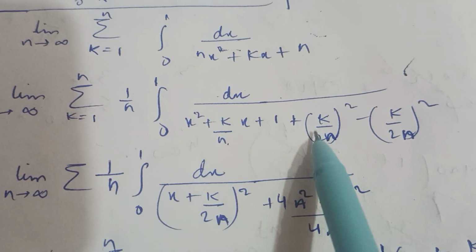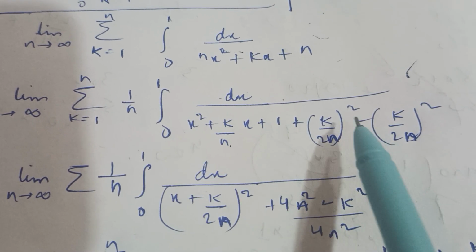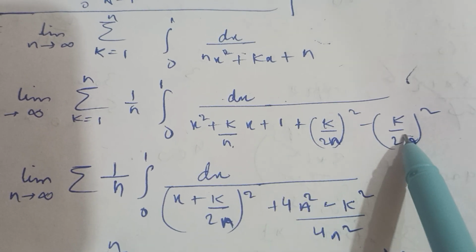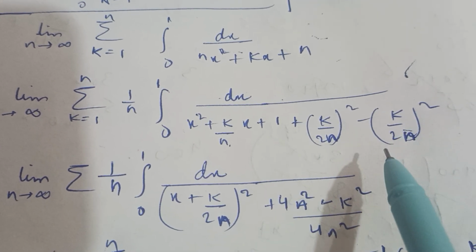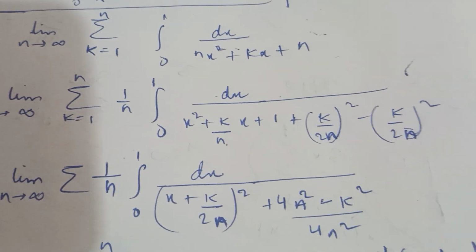this will become x plus k upon 2n, whole square, plus we will combine this one with this, so we will get 4n square minus k square upon 4n square. Just take the LCM, simple as that.